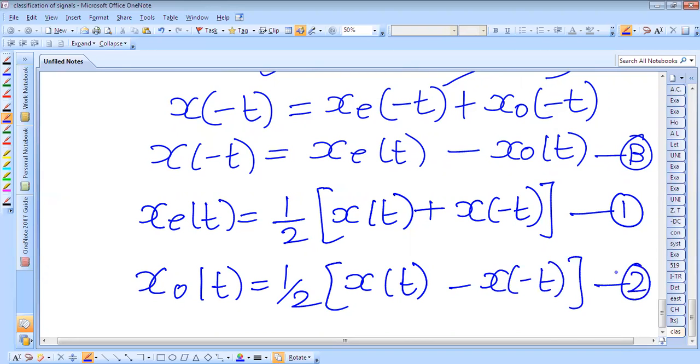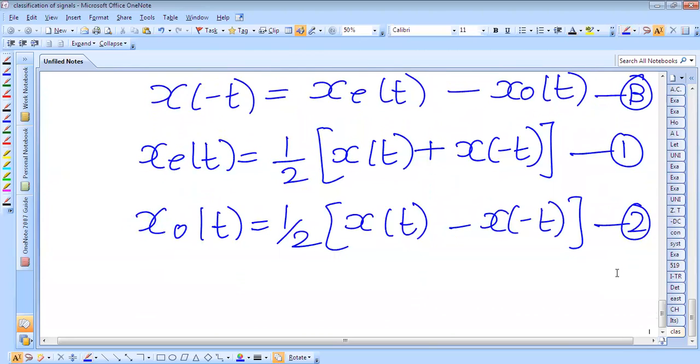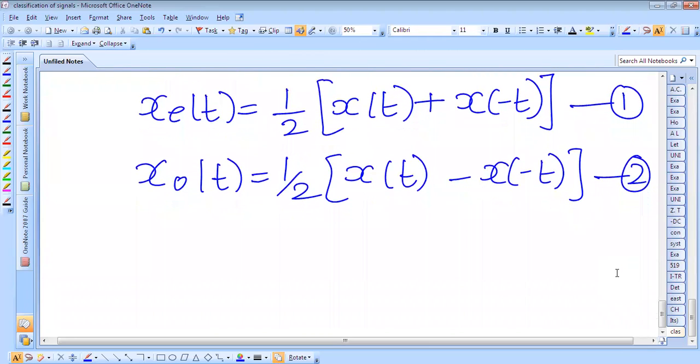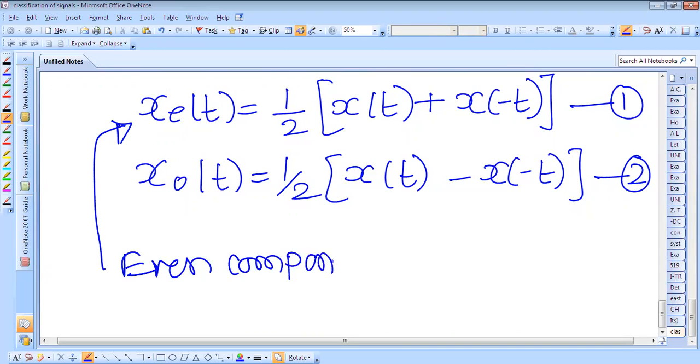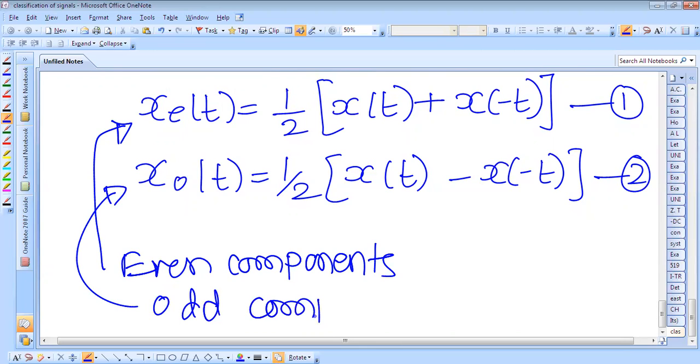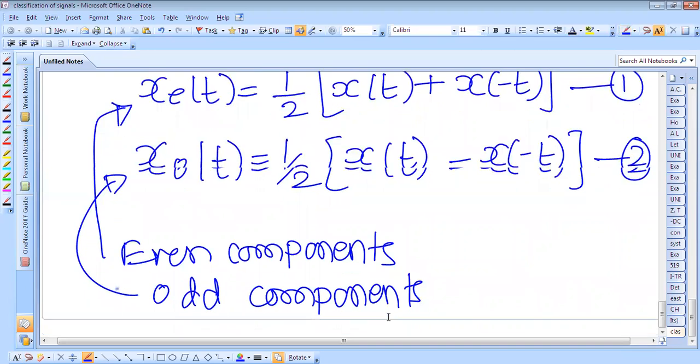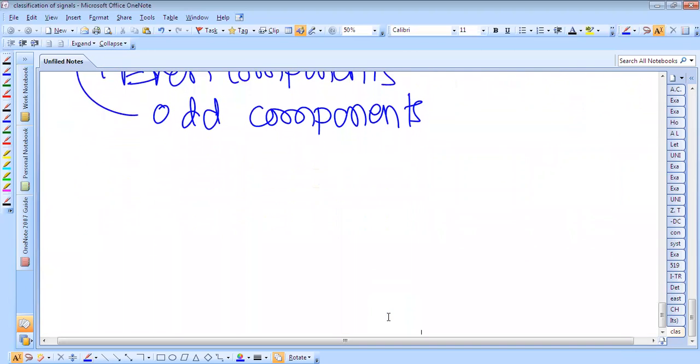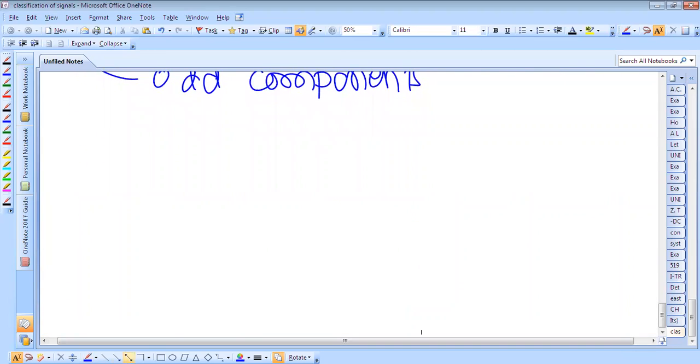So this is the even and odd component of the function. This is the even component, and this is the odd component. Okay, so in this way we can find the even and odd component. So let us take one example.